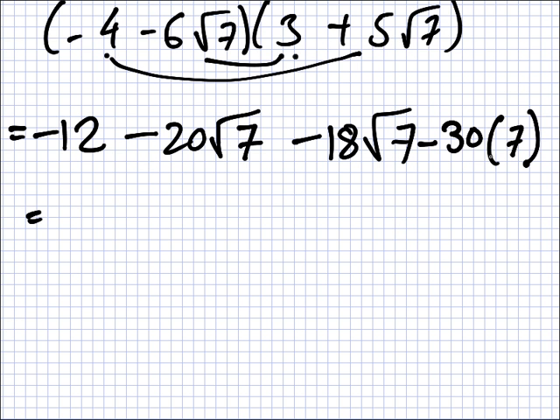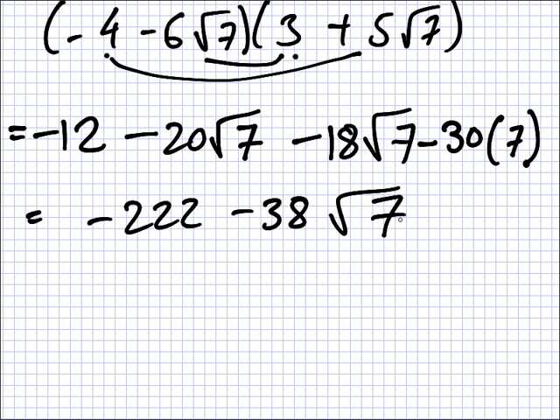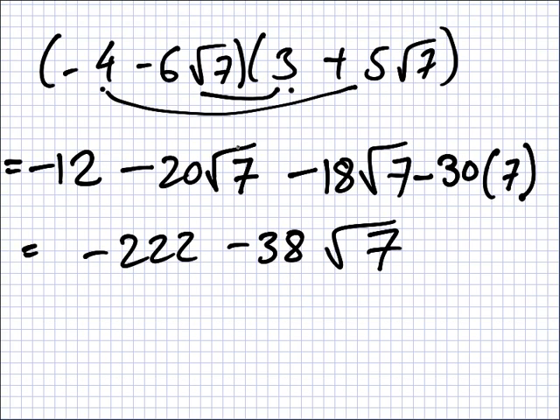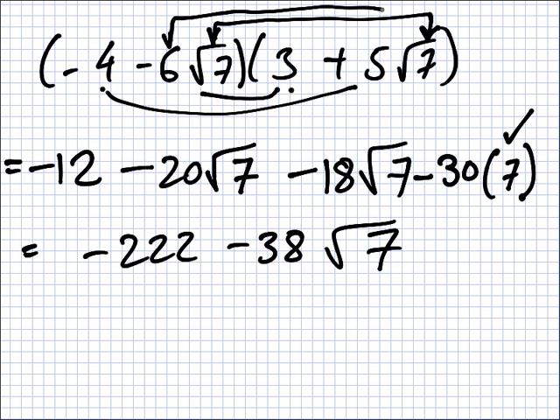Minus 12 and minus 210. Right? This 210? 222, is it? And then this is minus 38 root 7. The only one you have to be careful about is the last multiplication. Root 7 multiplied by root 7 makes 7. And 6 multiplied by 5 makes 30. Yep. Try this one for me, see if you got a handle on it.